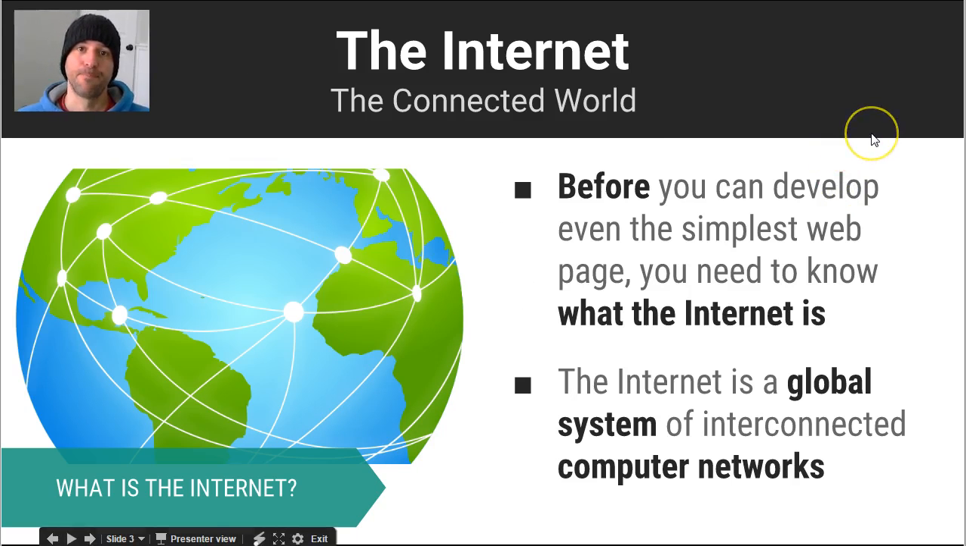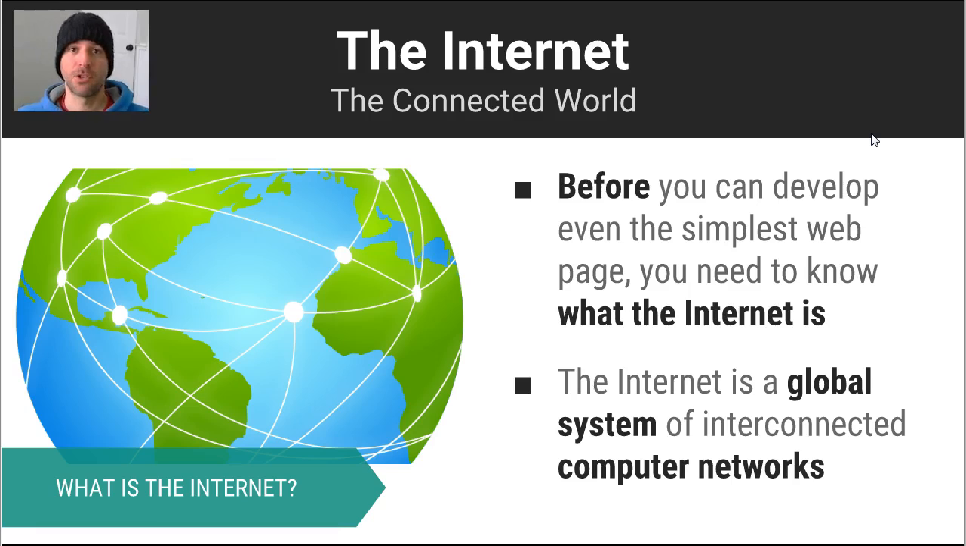What is the internet? The internet is often called a network of networks. It's a global system that connects a bunch of computer networks together so that they can all exchange information.